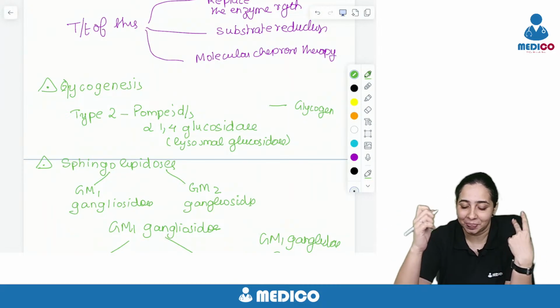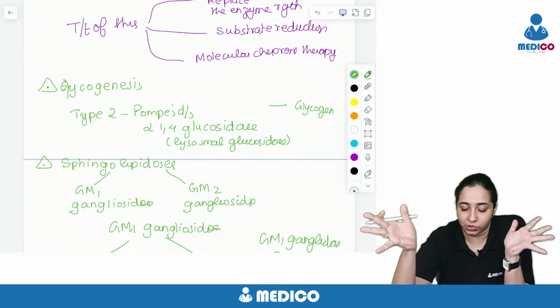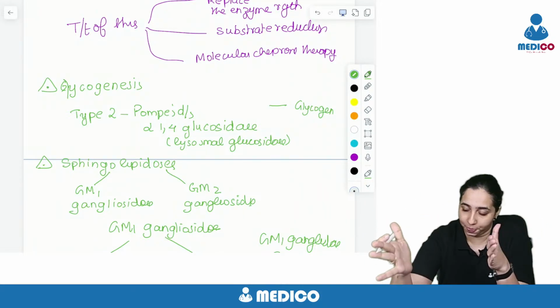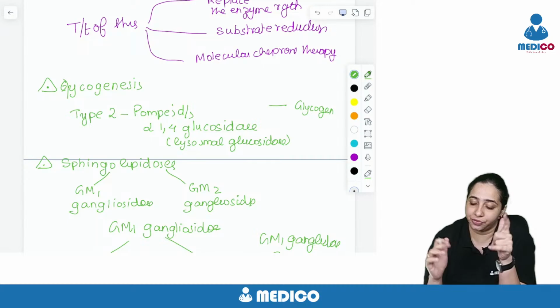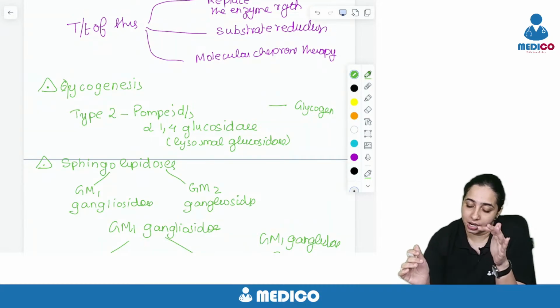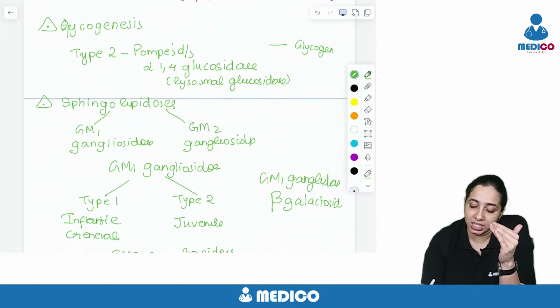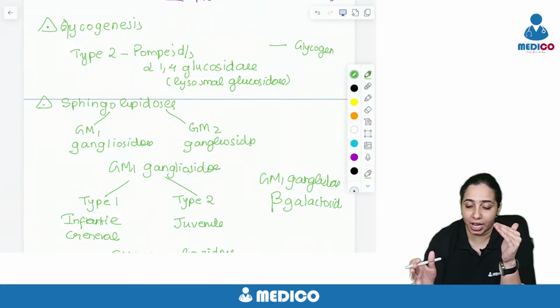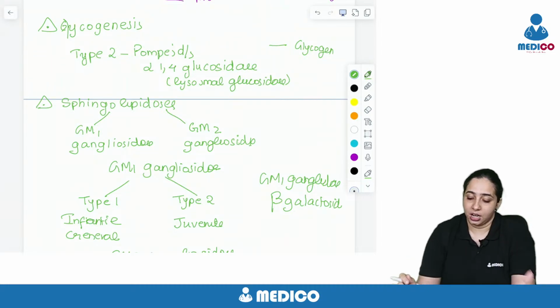So under glycogenosis, you have type 2, that is Pompe's disease, where alpha-1,4-glucosidase is the deficient enzyme. Then under sphingolipidosis, you have GM1 gangliosidosis and GM2 gangliosidosis. We'll take a short break now.